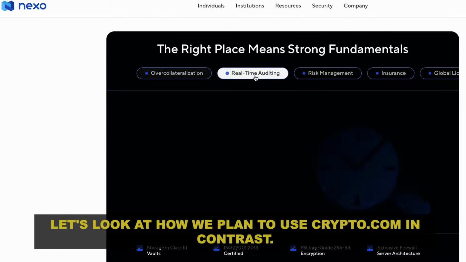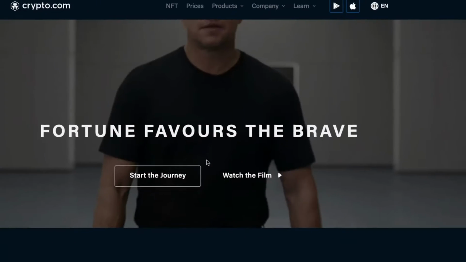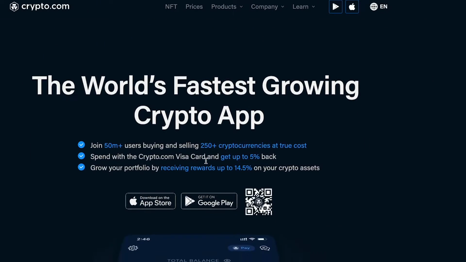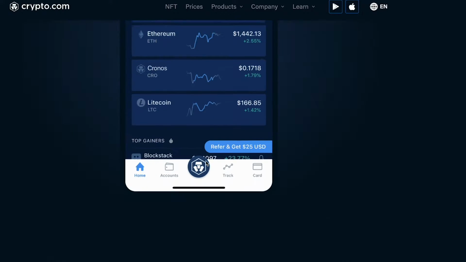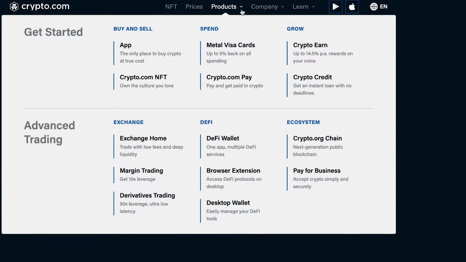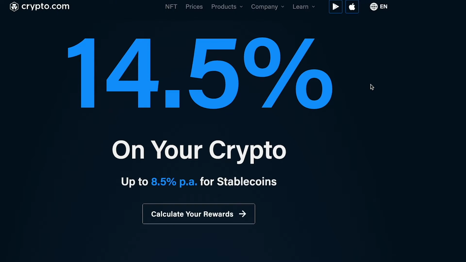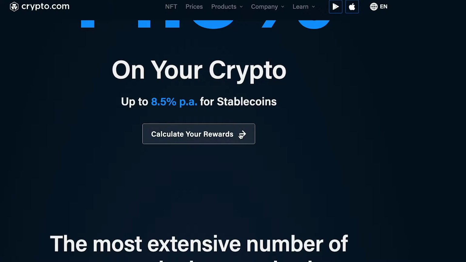Now, let's take a look at how we plan to use this same method in contrast with Crypto.com. Again, many different solutions are available, and you're not required to utilize Binance. We're talking about more than 14% on cryptos when it comes to Crypto.com. The return you're looking at is 10% on stablecoins like USDC or USDT. And from this, we can reasonably estimate our prospective gains.